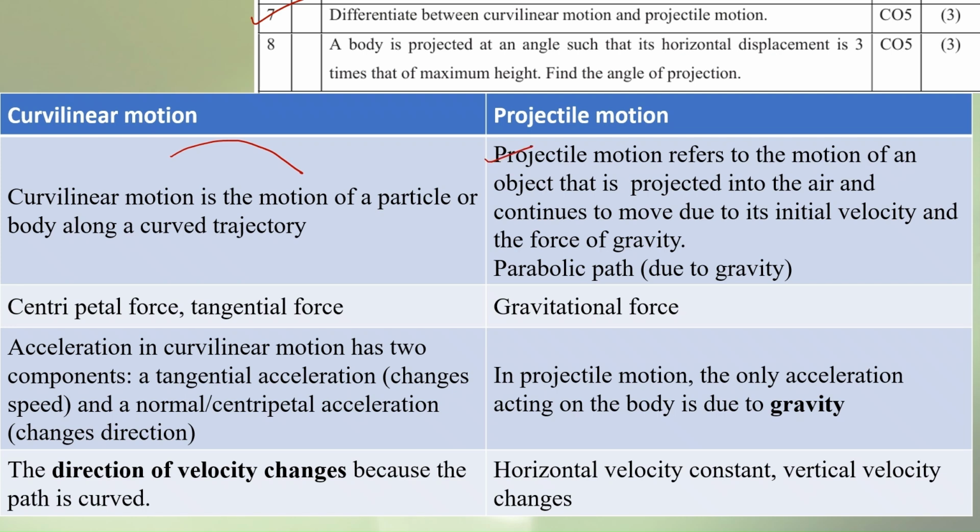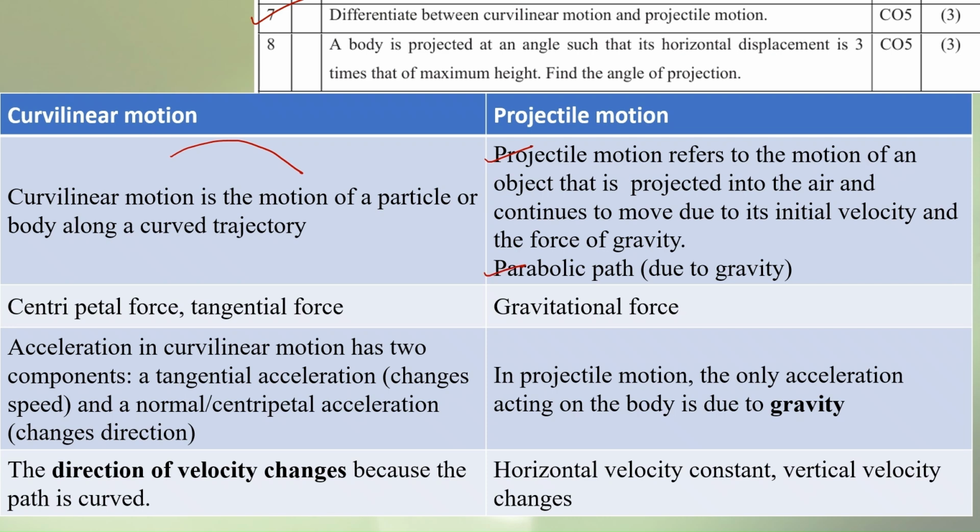Projectile motion means if I am projecting a body into the air and I am checking continuously its movement, that movement is known as projectile motion. It refers to the motion of an object that is projected into the air and continues to move due to its initial velocity and gravity. Okay, and the trajectory will be parabolic.